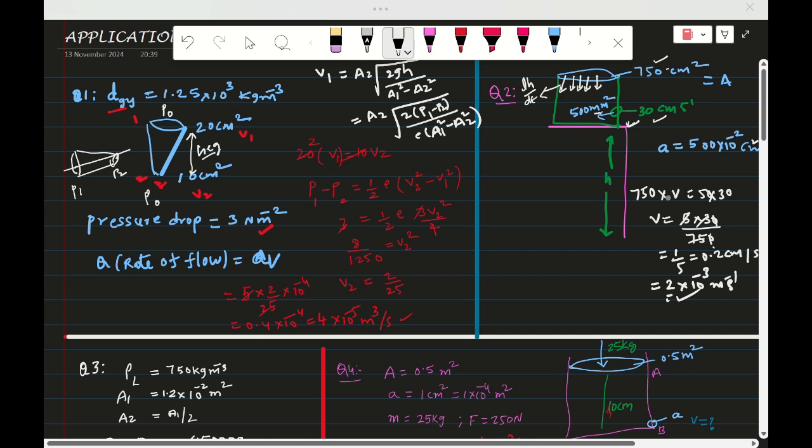So now after substituting, A1 V1 equal to A2 V2. So 150 by 750, that is 1 by 5, which means 0.2 centimeter per second, because they have given everything in centimeters. If I want to convert this into meters, we know centimeter equals 10 power minus 2 meter. But if the answer is given like this, then you have to convert. Otherwise 1 by 5 centimeter per second is the final answer.